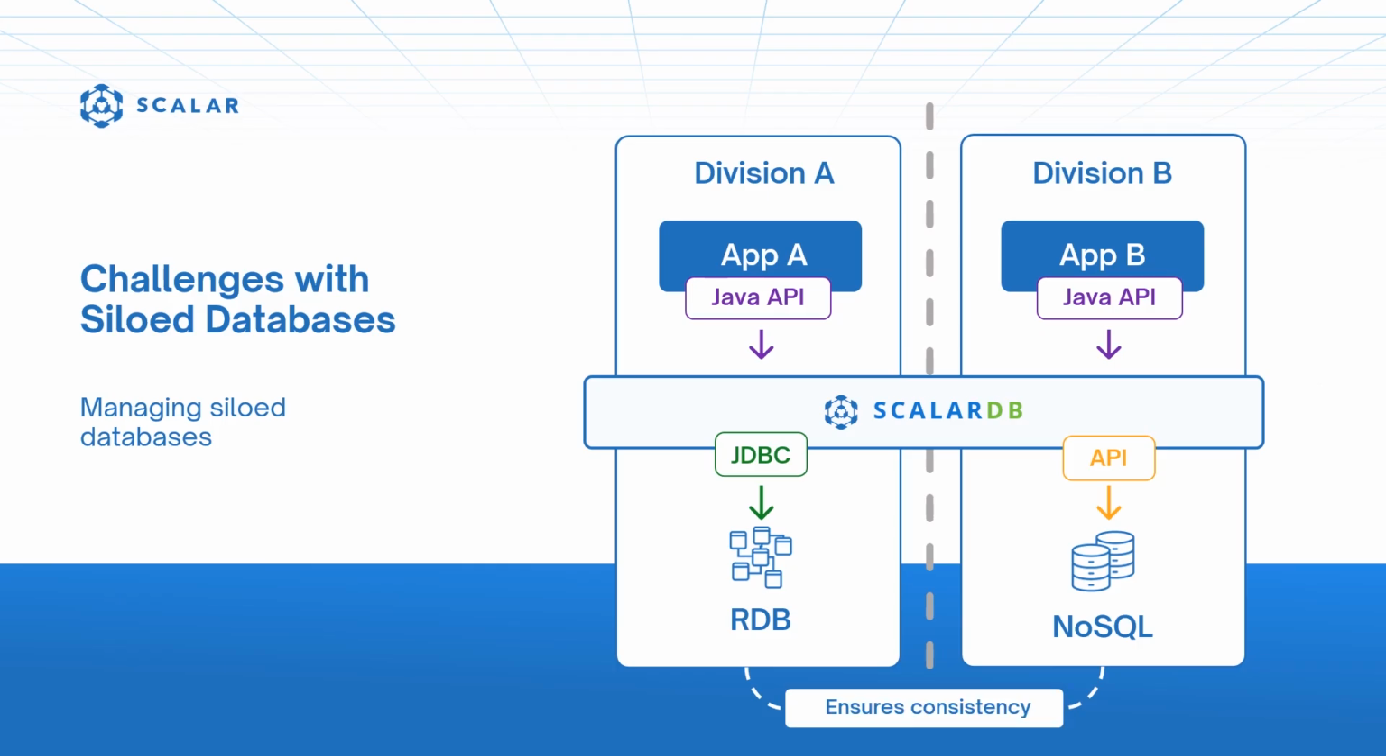ScalarDB provides a unified interface for different databases, allowing multiple types of databases to be treated as if they were a single database. Being able to use the same interface and the same access method helps reduce development costs when the number of databases accessed increases. ScalarDB also provides ACID functionality for non-ACID compliant databases such as NoSQL. As a result, it makes it possible to perform transactions between multiple types of databases, including NoSQL, and makes it easy to manage data consistency between departmental databases.